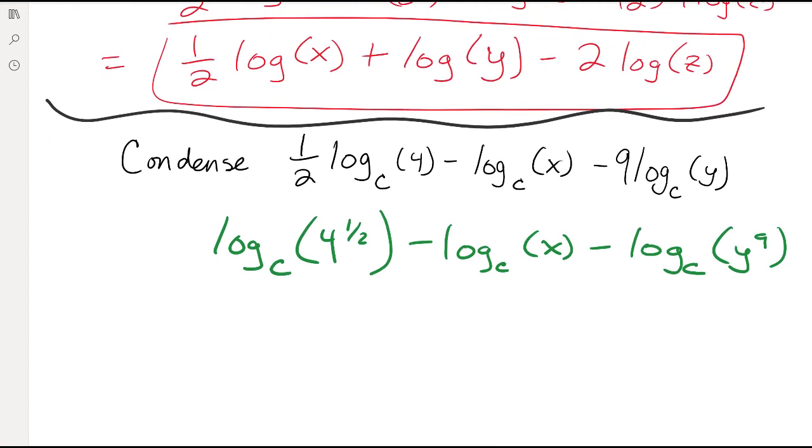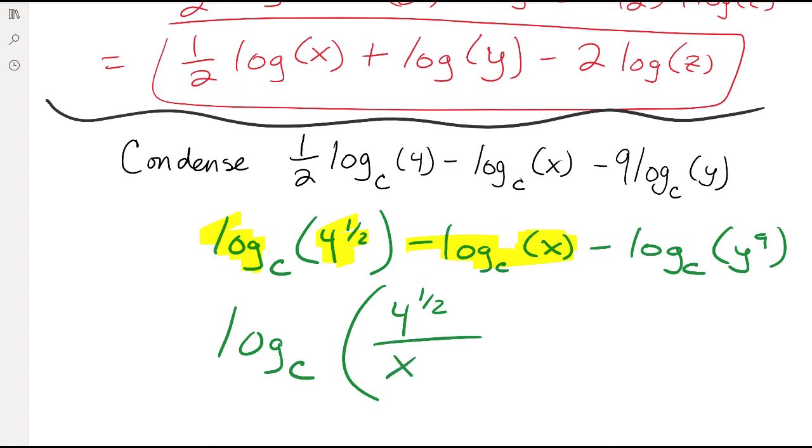Next, we're going to combine everything into a single log. So it's going to be a log base c of. That 4 to the 1/2 is dealing with a positive log, so therefore it has to go up in the numerator. So it's going to be log base c of 4 to the 1/2. We have a negative log base c of x, so that means my x has to go in the denominator because it has a negative coefficient. And the same thing with that y to the 9th. Because it has a negative coefficient for its log, it's going to go in the denominator. So x times y to the 9th all goes in the denominator.